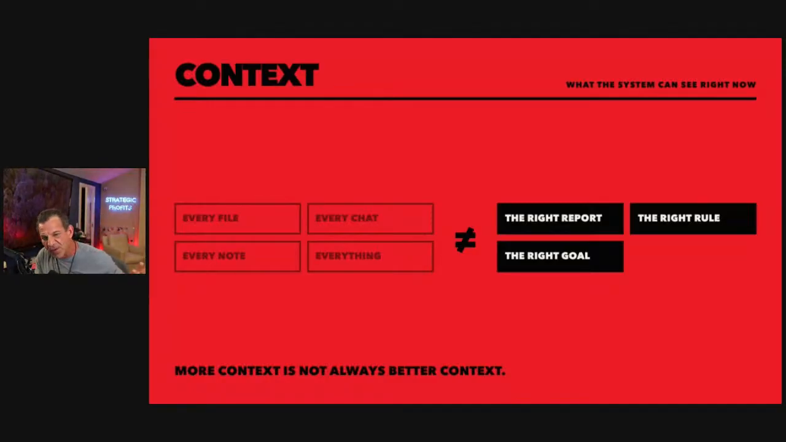Context is what the system can see right now. Dumping everything into a window can bury the job. Give it the right report, the right rule, and the right goal.